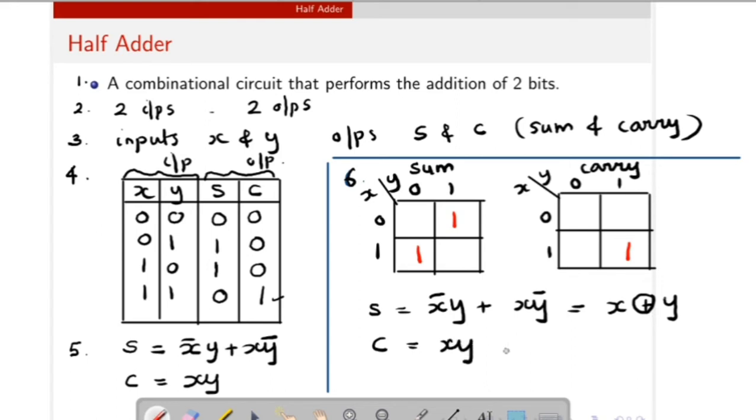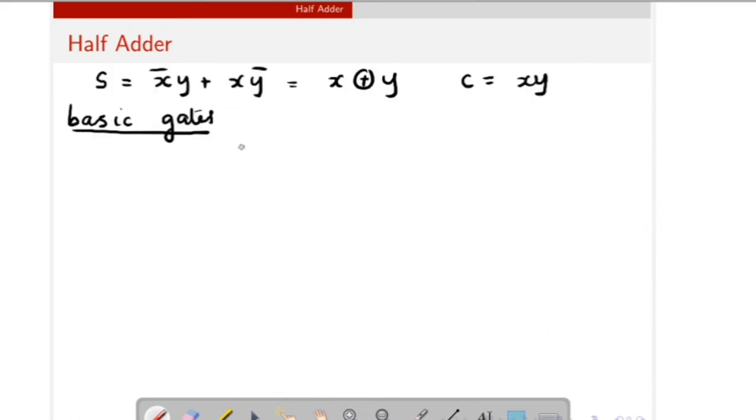Clear? Next we can draw the logic circuit for these expressions, right? First we can implement this using basic gates. Here we have X bar and Y bar, so we first have to note these inputs.